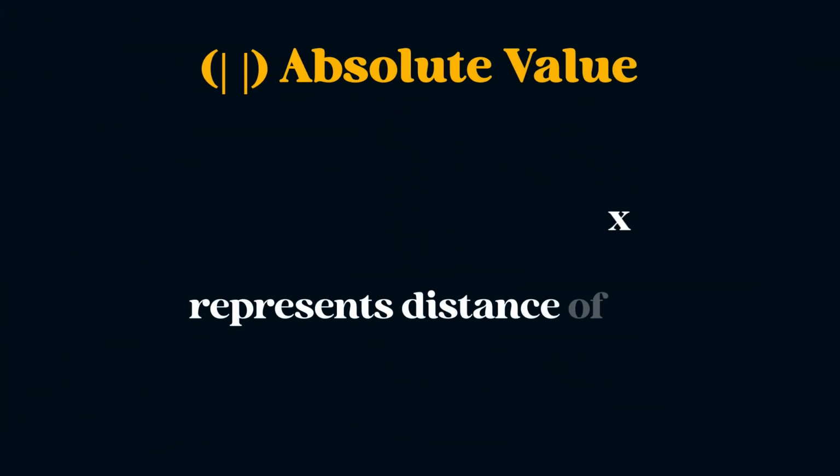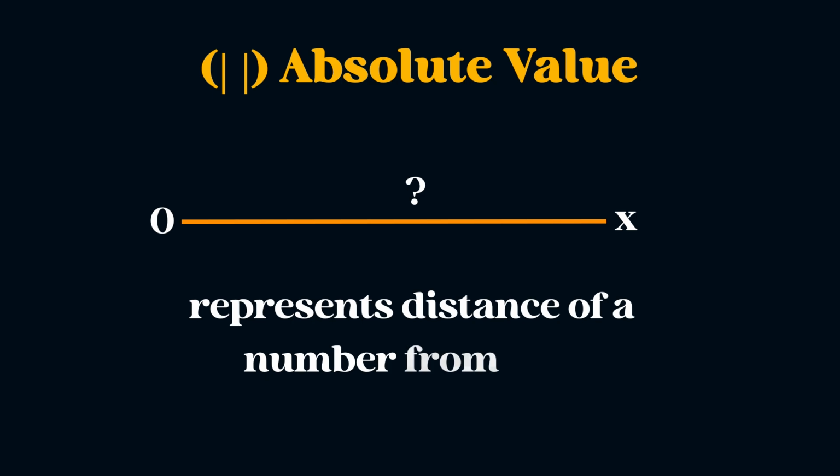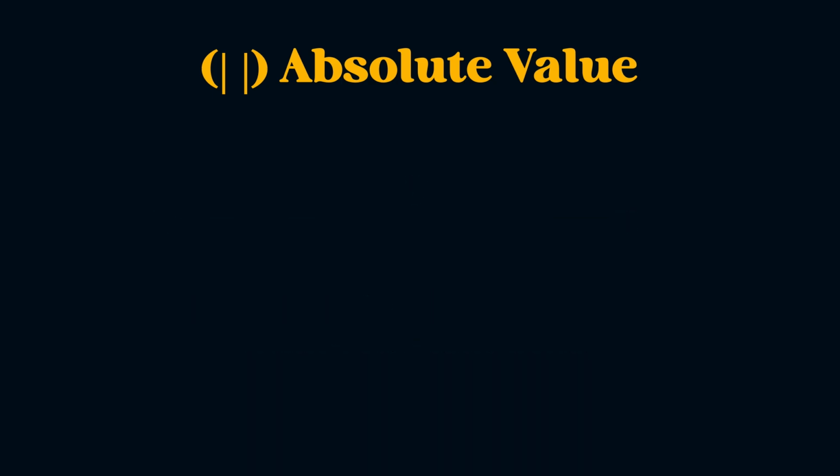16. Absolute value. Absolute value represents the distance of a number from 0. For instance, absolute of -5 is equal to 5, since distance is always a positive quantity.